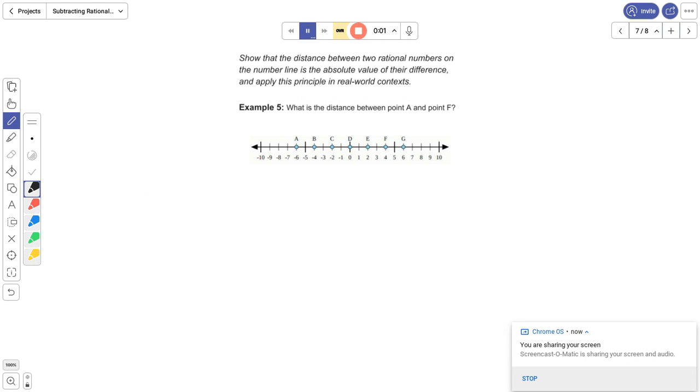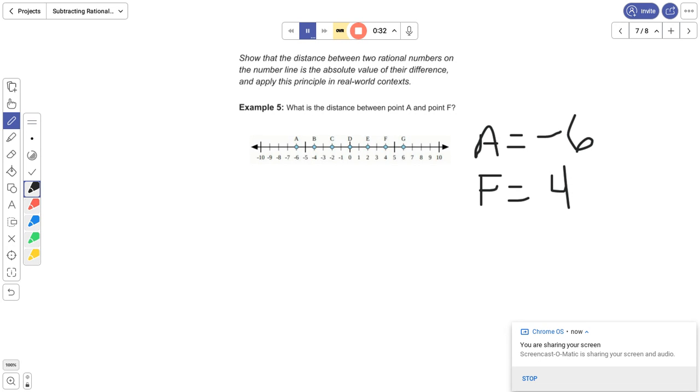Now let's take what we learned about subtracting rational numbers and apply this to finding the distance between two values. So in example 5, what is the distance between point A and point F? Before I even start this problem, I want to look closely at the number line and figure out what is the value of A and what is the value of F. The value of A is negative 6 and the value of F is 4.